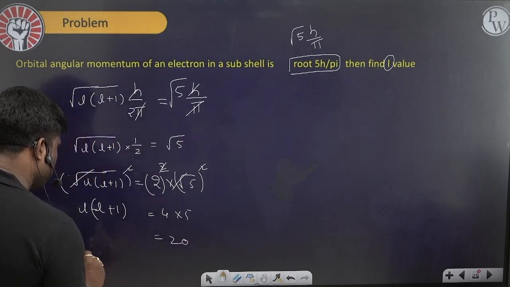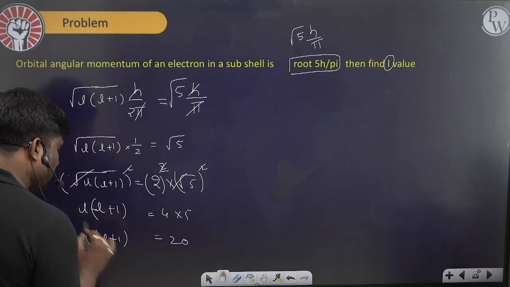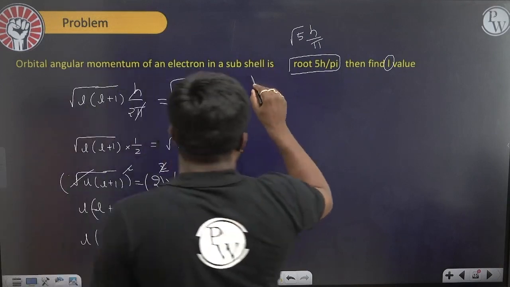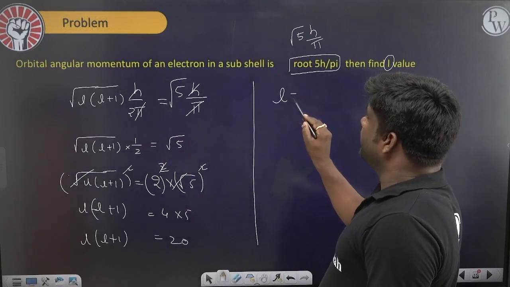L into L plus 1 is equal to 20. When will this be possible? When your L value is 4.